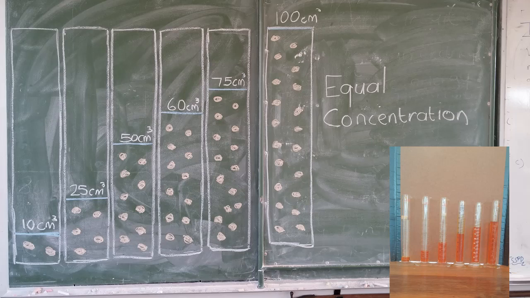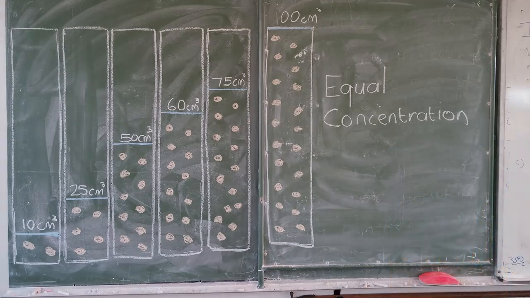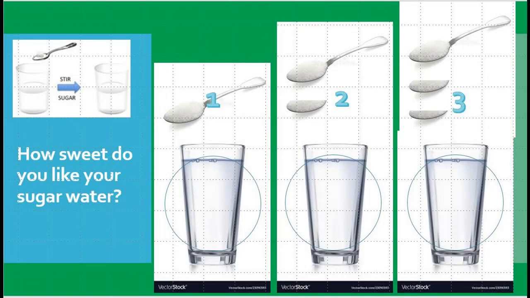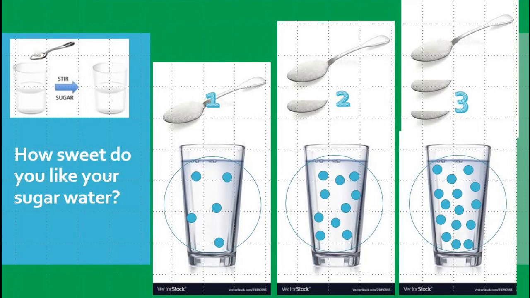So for the activity, I want you to calculate that the number of particles is decreasing while the concentration is the same. Now let's come back to our sugar solution at the beginning. In the first glass, there was only 1 teaspoon of sugar. In the second, there were 2 teaspoons full of sugar. And in the third, there were 3 teaspoonfuls of sugar. If I asked you which solution is a dilute solution, which is a concentrated solution, how would you answer that question? Let's come back to our particulate diagrams.